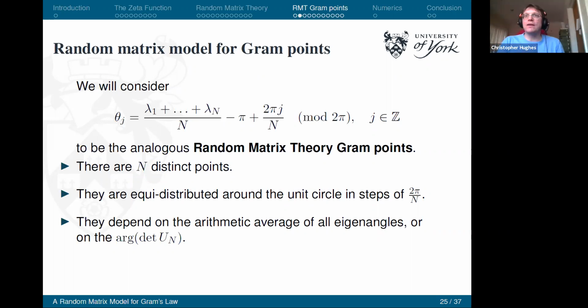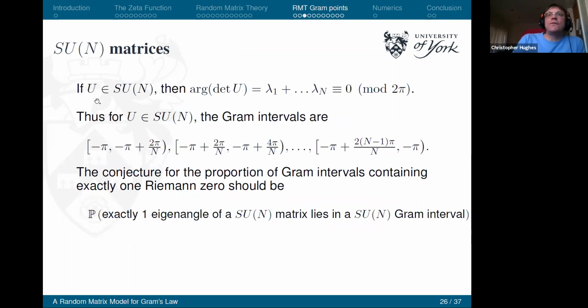So I can rotate it so that the determinant is 1. In other words, I can rotate these eigenvalues so that their sum is 0. And then that gives me a special unitary matrix, and that's what we're going to do. So if you choose a matrix from the SU(N) group, then the argument is 0 mod 2 pi, and your Gram intervals are evenly spaced, and they don't depend upon the eigenvalues. Now, I've taken that bit of messiness out, but I've made it worse by insisting I'm in the SU(N) group rather than in the U(N) group.